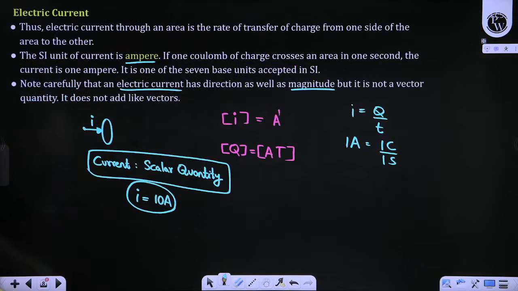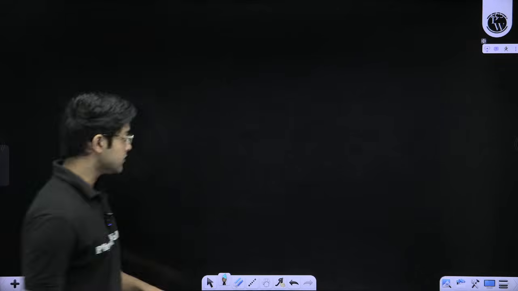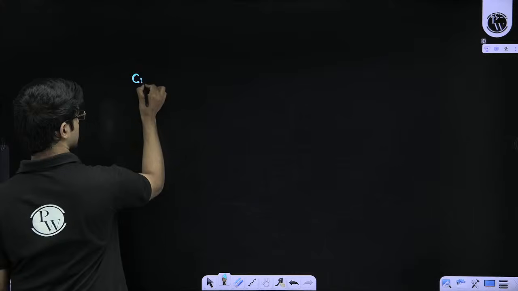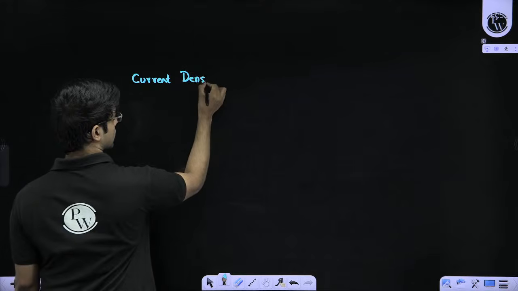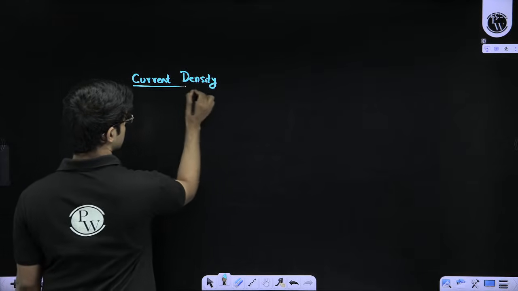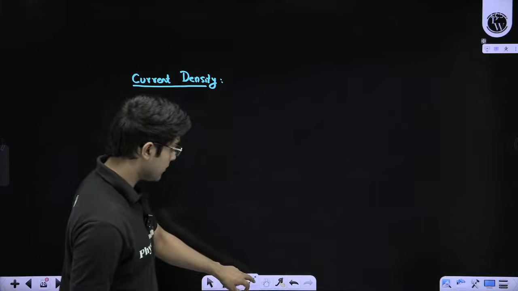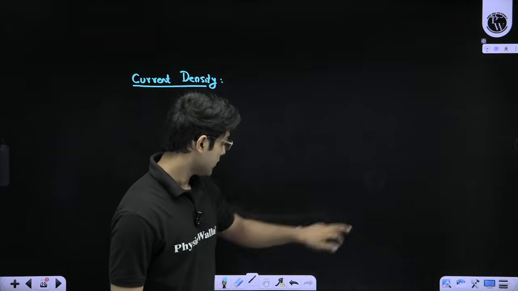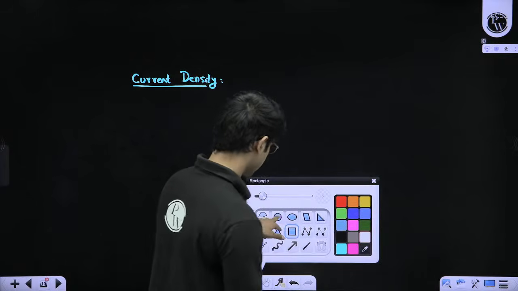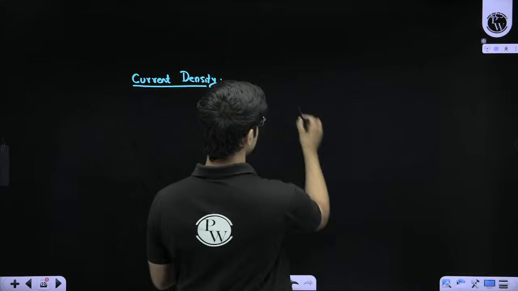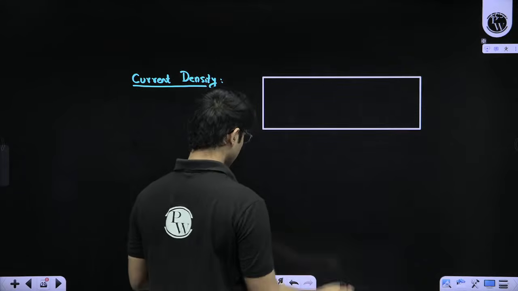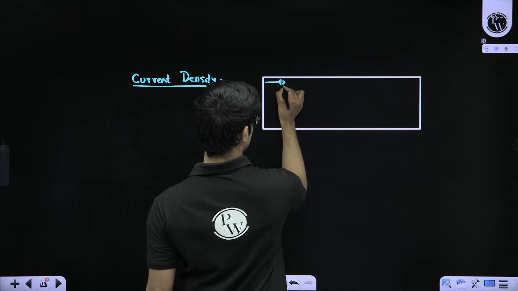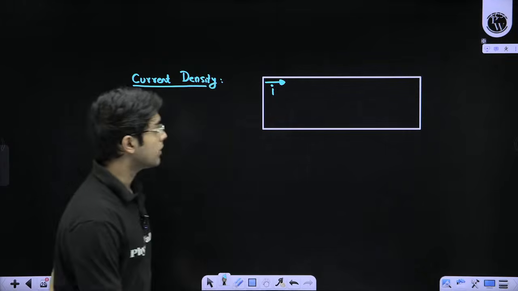So now we can discuss electric current density. For current density, first we will have to imagine a space in which there is a flow of current. I am taking this cylindrical region and some current is flowing to the right like this.